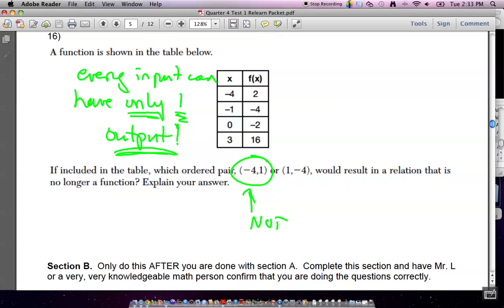Okay? So you notice this one is 1, -4. If I put a 1 here, here are my inputs. They're all unique, so they're only going to have one output. But if I put a -4 here, I've got -4 going to 2 and -4 going to 1. That's 2 different outputs for the same input. That is not allowed. That can't be.